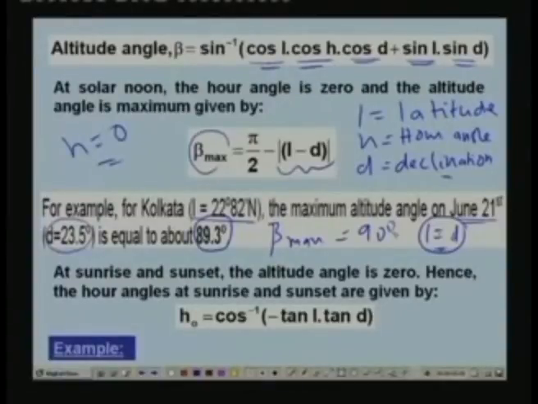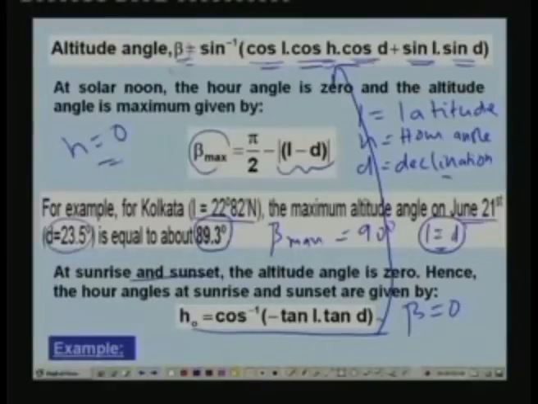Next, there is another important piece of information that you can get from this equation. At sunrise and sunset we know that the altitude angle beta is 0, as I have already explained. So, we can find out the time of sunrise and sunset using this equation. If you substitute the value of beta as 0 here, you can find out the hour angle at which the sun rises and sets. That hour angle is given by this expression, derived from this equation by taking beta equal to 0.